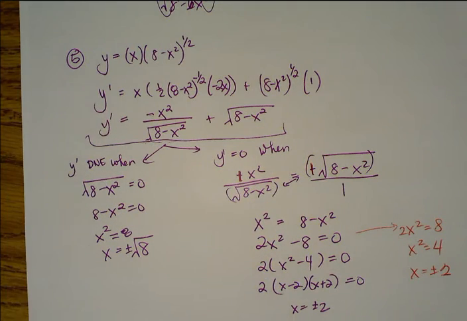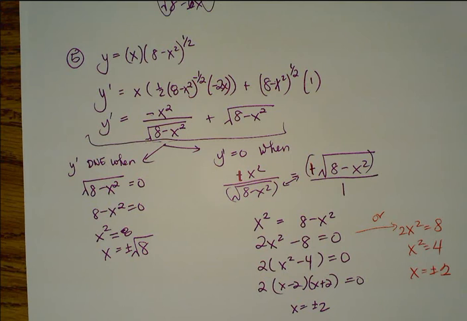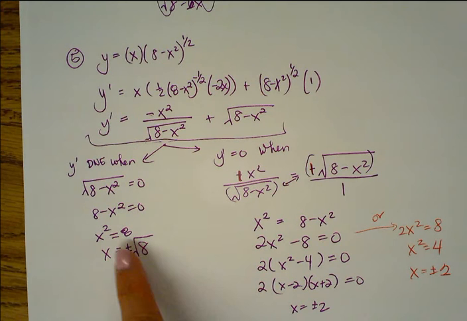Okay? So how many critical values do we have? Critical points. 1, 2, 3, 4. Do we not?